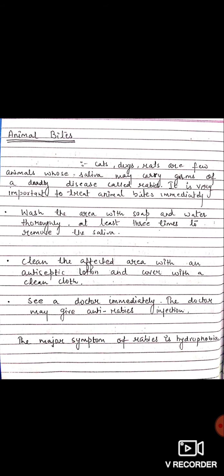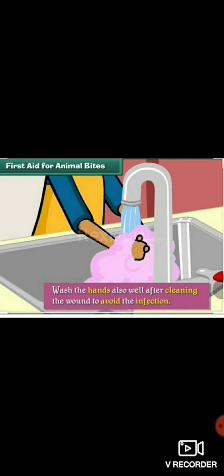So the steps that we should take in case of an animal bite: the first aid step is to wash the area with soap and water thoroughly, at least 3 times, to remove the saliva. This is how we clean the affected area, because cleaning helps to clean the wound and avoid infection. So the first step is to wash the area with soap and water thoroughly at least 3 times to remove the saliva.